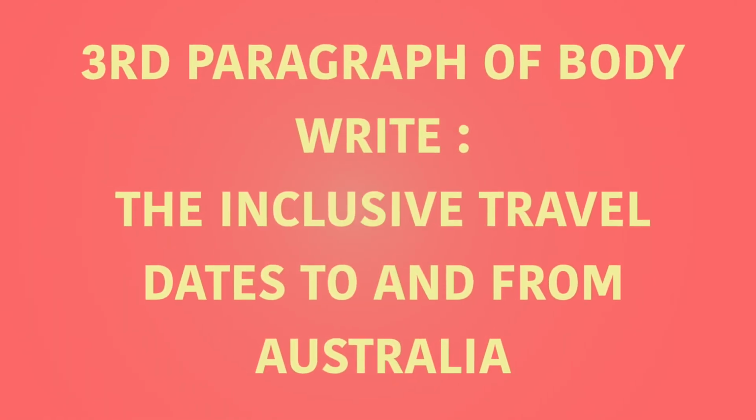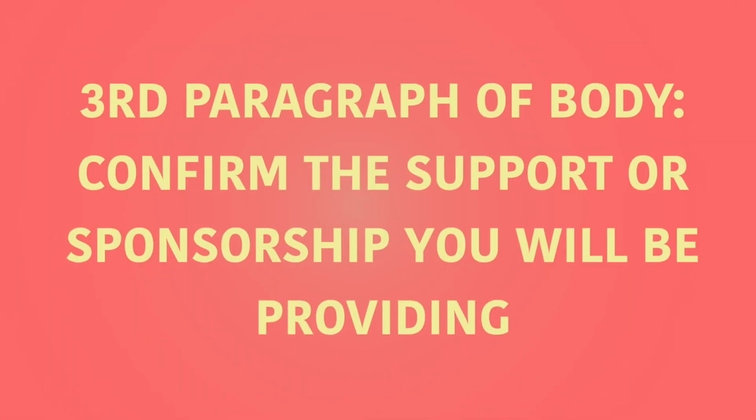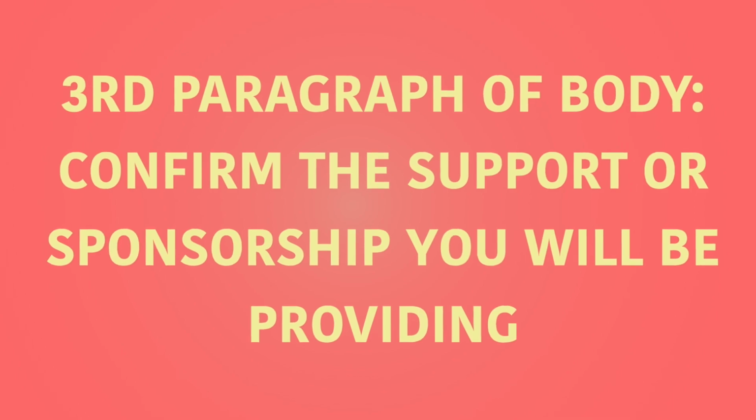On the third paragraph of the body part for an invitation letter, I would put two important details. First one, the inclusive dates when they intend to travel and stay in Australia, and the date they'll be returning to their home country. Next to that, in the third paragraph of the body, I would also write the different support or sponsorship I will be providing for the person I'm inviting to Australia.